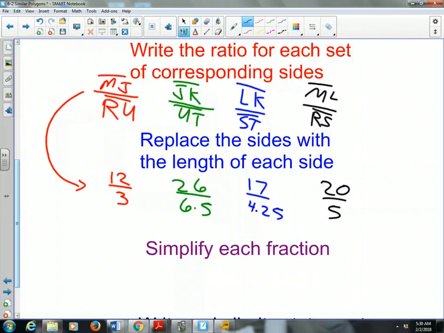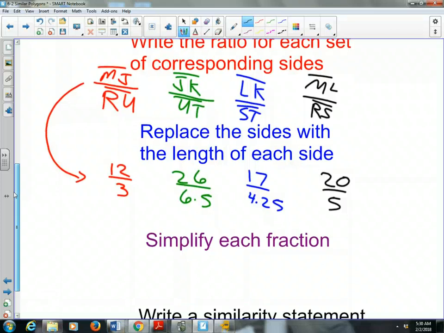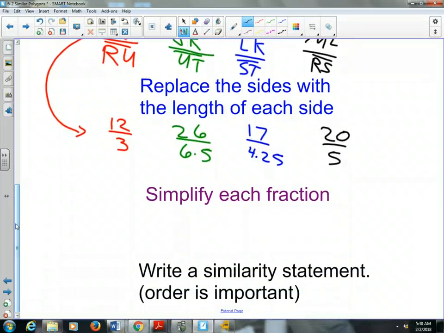All right, so what do you notice about all of these fractions? If we simplify each of them, we could do this in our calculator. 12 divided by 3, you probably don't have to do that in your calculator. That number is 4, or 4 over 1. What's 26 divided by 6.5? That number is 4. What's 17 divided by 4.25? It is 4. And what is 20 divided by 5? 20 divided by 5 is 4.